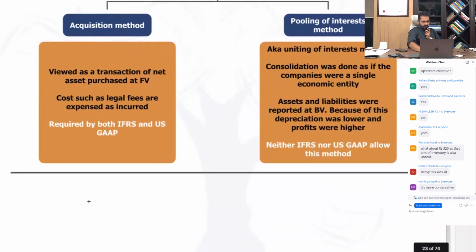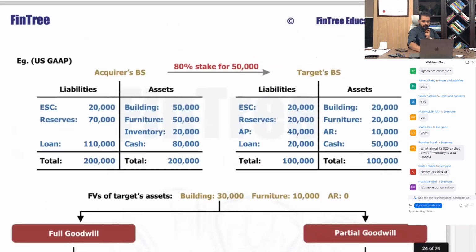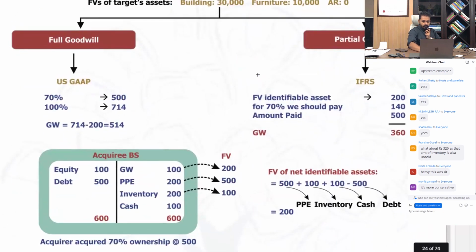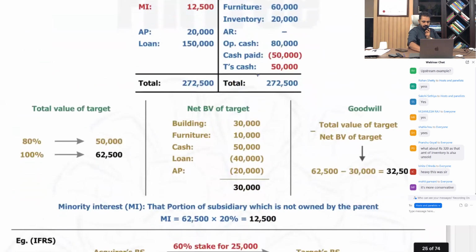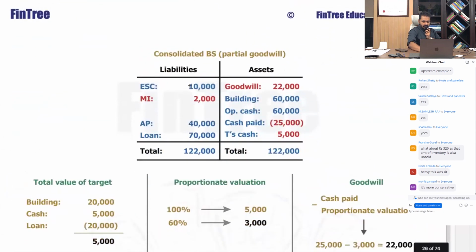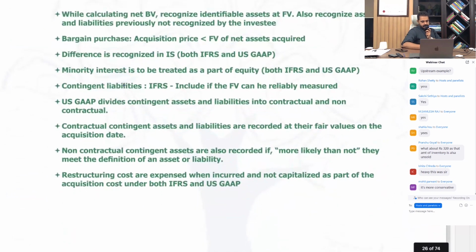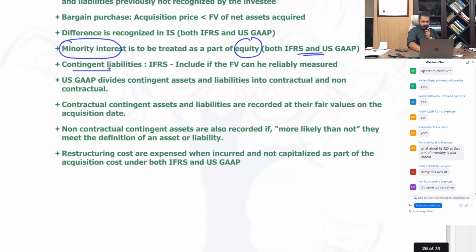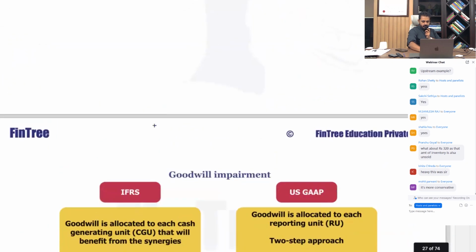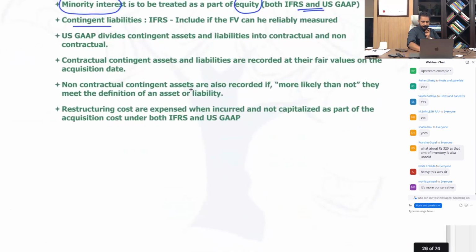This part we discussed. Acquisition, pooling of interest. This is the old method. We don't use it anymore. Full goodwill, partial goodwill we've discussed. This is just an example in the juice notes. Yes, the minority interest is part of equity under both IFRS, US GAAP. You kind of know that. For contingent liabilities, we have a flow chart below. So we'll deal with that there.